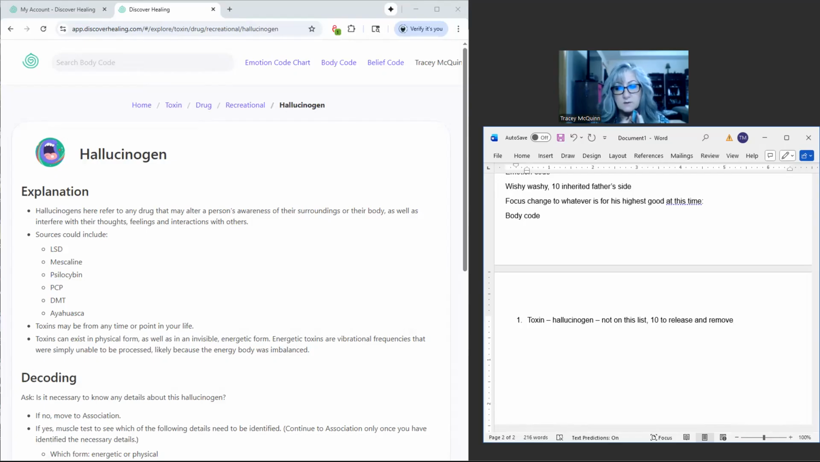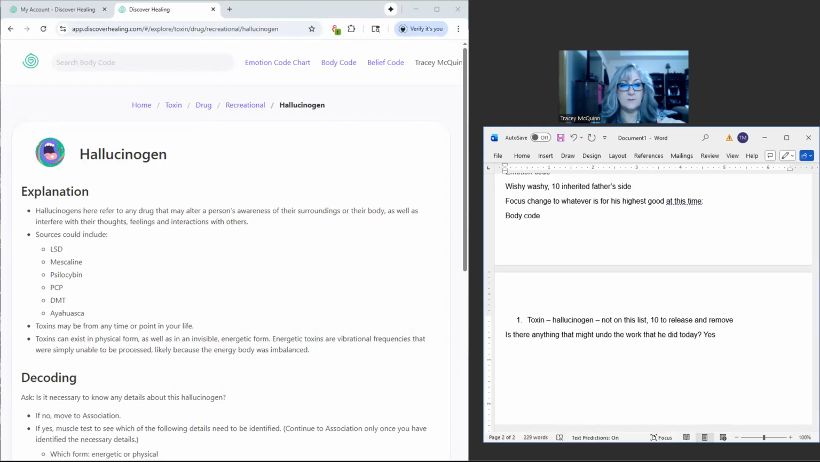His subconscious already knows from his body and being, and instruct his body to remove it through normal elimination channels. 2, 3, 4, 6, 7, 8, 9, 10. Okay, did he release this successfully? Yeah. Does his body need physical assistance removing this? No. What else can we do for his highest good at this time? Is it mush code, body code, bleep code? Is there anything else we can do for his highest good? No.